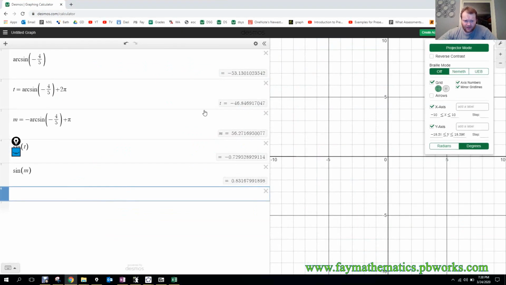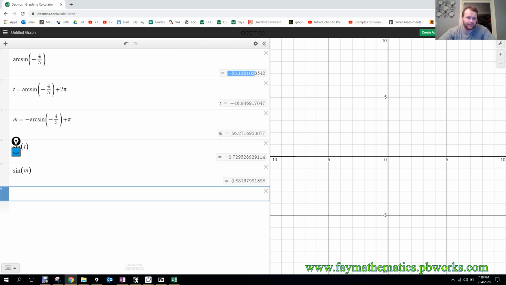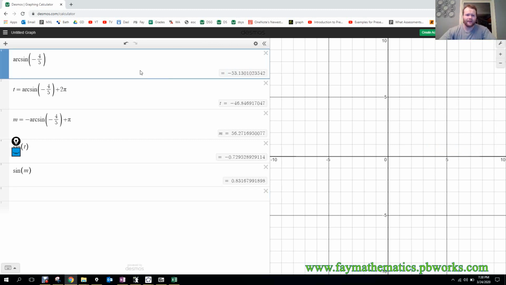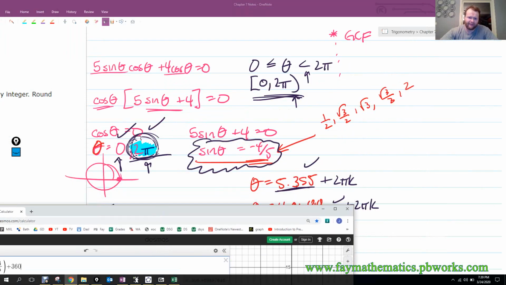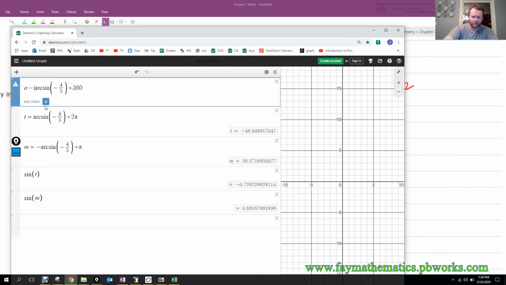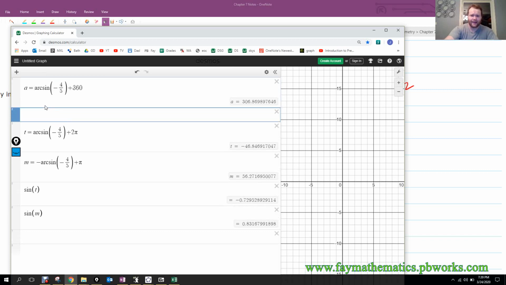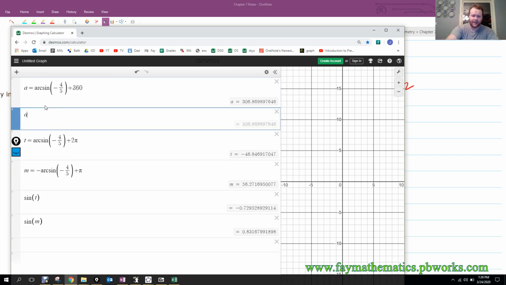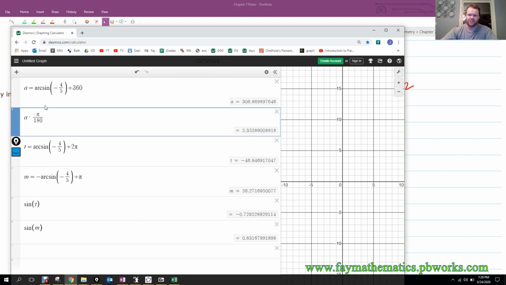If I go arc sine, so sine inverse of negative 4/5, it gives me negative 53 degrees. And it might be easier for you to figure out, okay, well, negative 53 degrees as a positive angle is going to be that 306, which in radians is that 5.355 number. And if you want to make sure that that's true, we can do this. I can take that 306 as an A value and say A times pi over 180, you see that it does transform to that 5.355 number, okay?